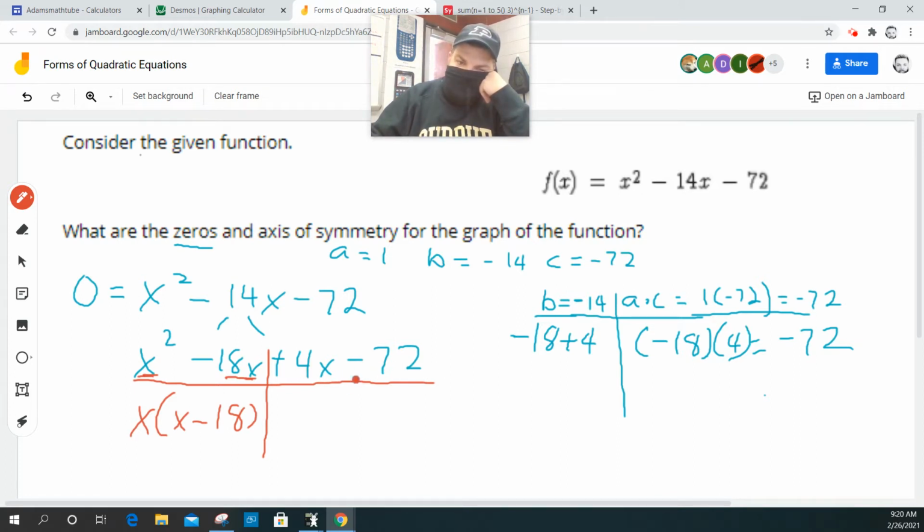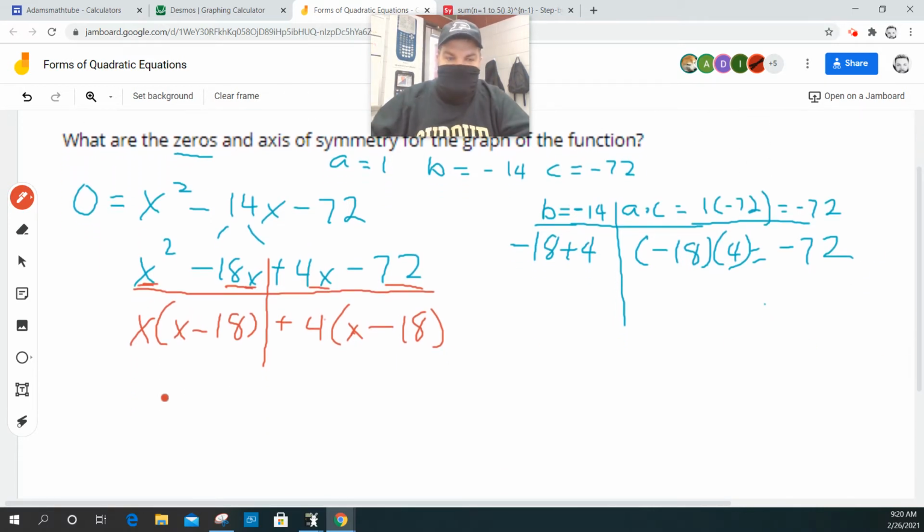Now over here, only this term has an x. This one does not. So I can't factor out an x, but I know 4 goes into 72. So I'm going to say plus 4 times, what do I multiply 4 by to get 4x? I multiply by x. What do I multiply 4 by to get negative 72? I got to multiply it by 18. In other words, if I multiply this by this, I get this term. If I multiply this by this, I get this term. I have a common factor of x minus 18, so then this breaks down to x plus 4. If I factor out that x minus 18, I get this.